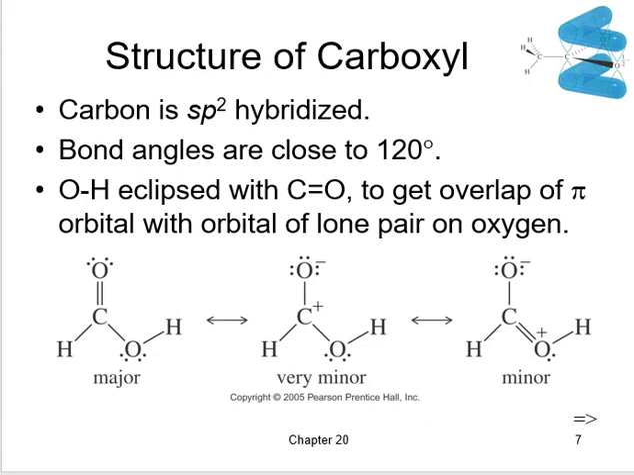So the structure of the carboxyl group: the carbon is sp2 hybridized. Bond angles are close to 120 degrees. The OH is eclipsed with the carbonyl group to get overlap of the pi orbital with the orbital of the lone pair of electrons on the oxygen atom.